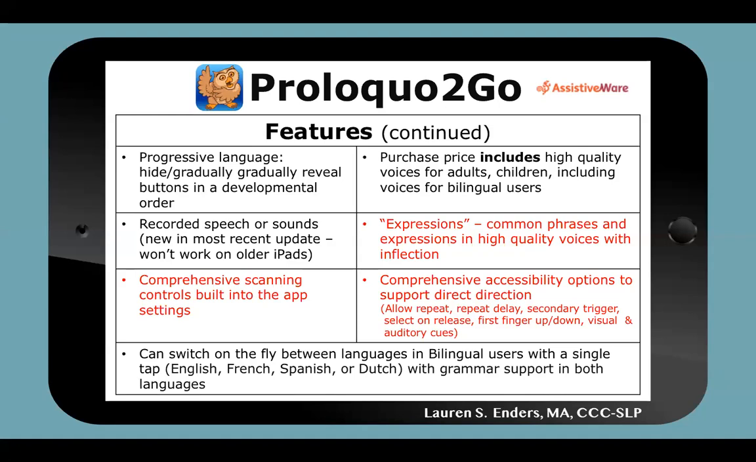Comprehensive accessibility options are available in ProLoquo to Go, even for changing the way that it responds to your touch on the iPad. There's also bilingual options where you can switch back and forth between English and Spanish, English and French, I think Dutch, and maybe something else. I'm not really sure, but it offers grammar support in both languages.